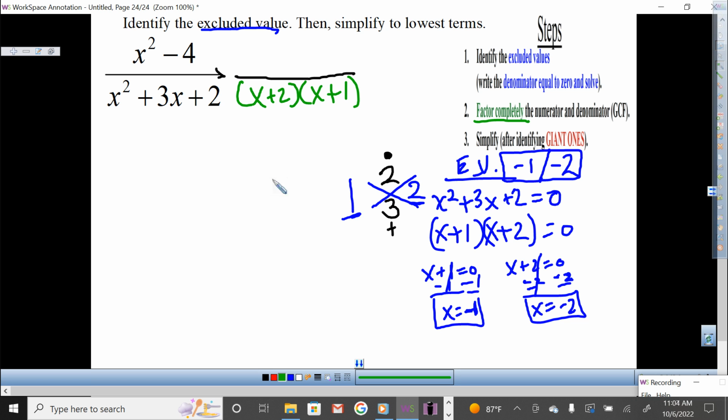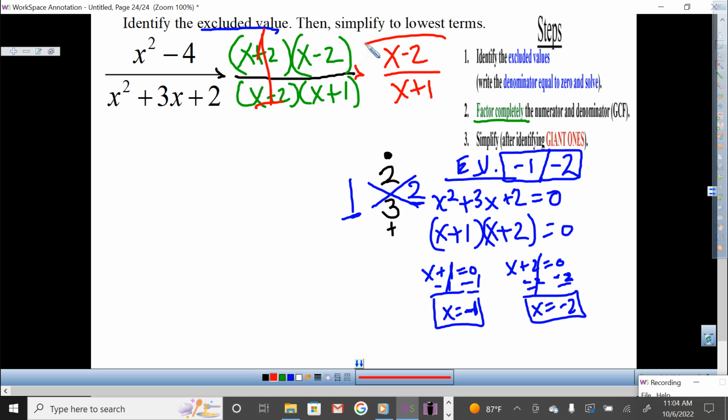Diego Romo. Look at the numerator. What are the factors for that one, please? X plus 2, x minus 2. Tell your neighbor why that is, please. Because it's difference of squares. All right. So we see a giant 1. Yeah. What is it? X plus 2. What does that leave us with? X minus 2 over x plus 1.